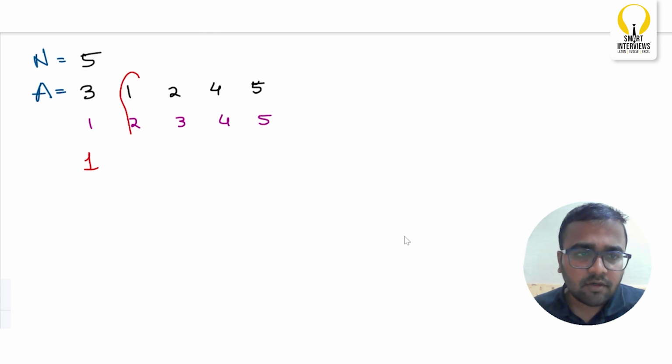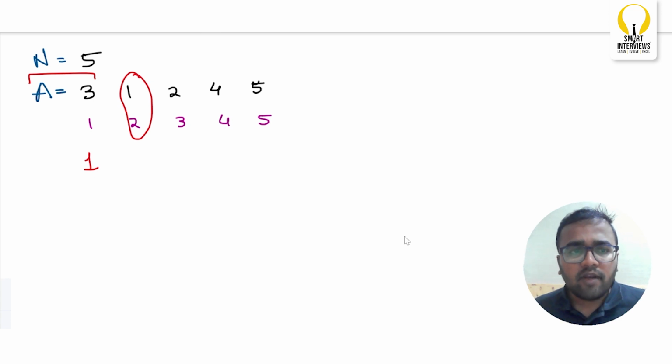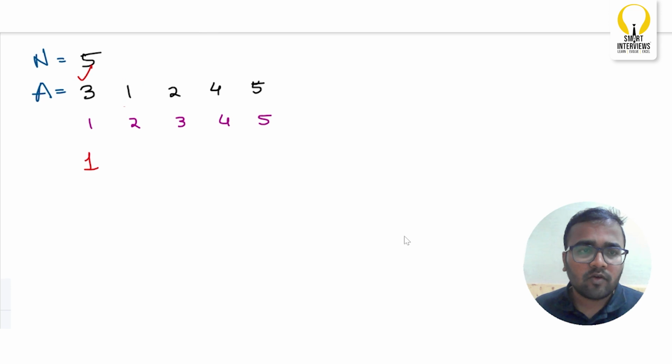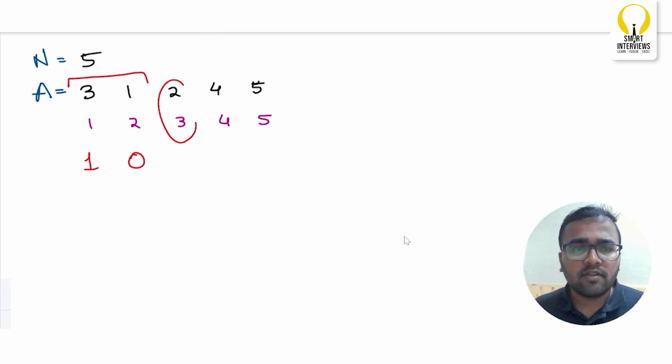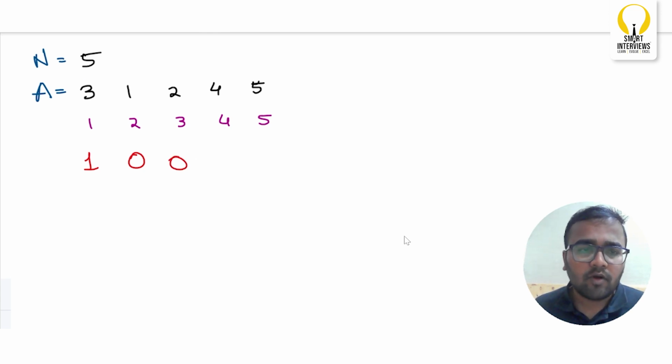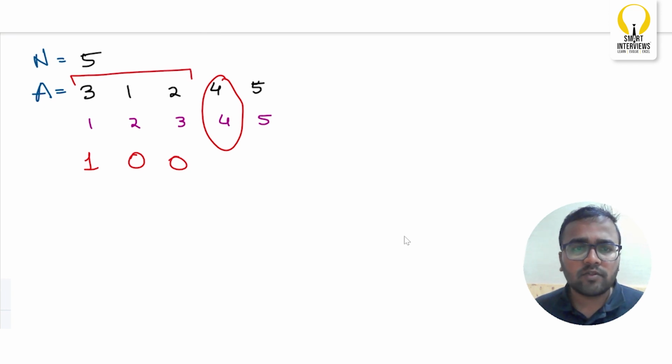Next, coming to the second person. Check if there is anyone on the left whose score is greater than the second student's score. Yes, you have at least one person whose score is greater than this score. So he'll be not happy. Third person, check on the left, at least one student whose score is greater than this student. Yes, so he'll be unhappy or sad or not happy. So I'll print 0.